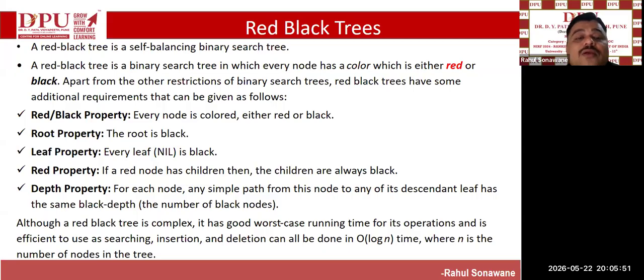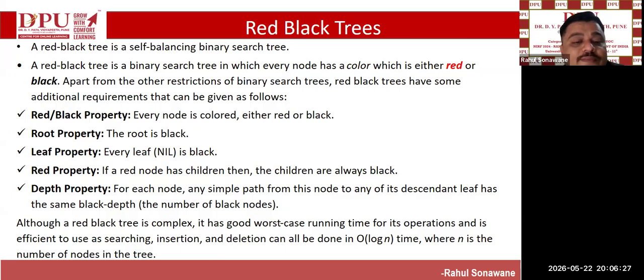The first property is called the red black property, or color property. When a node is inserted, it will be inserted with a color. Every node has a particular color, and there are only two colors permissible: either red or black. Please keep this in mind, the color property of the red black tree. The second property is called the root property. If the tree has a root, the root is always colored black.